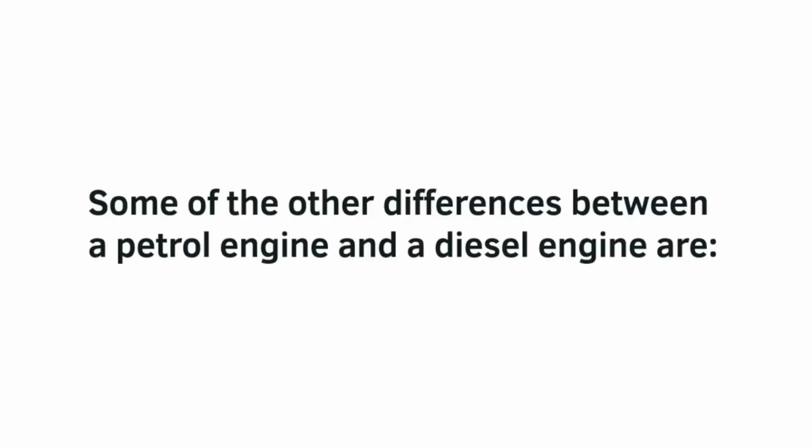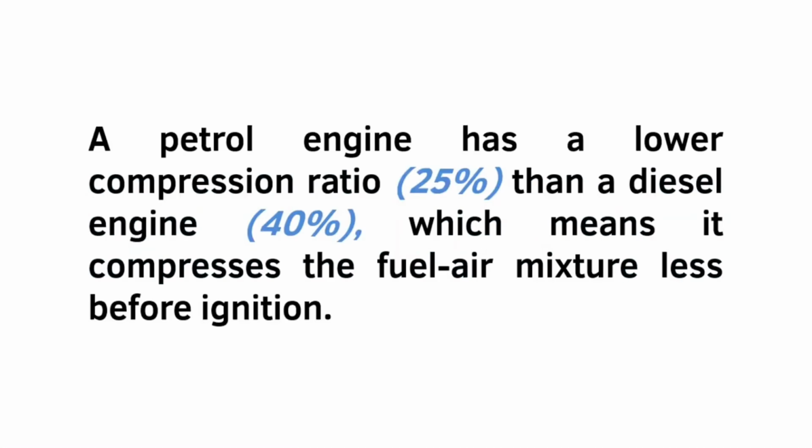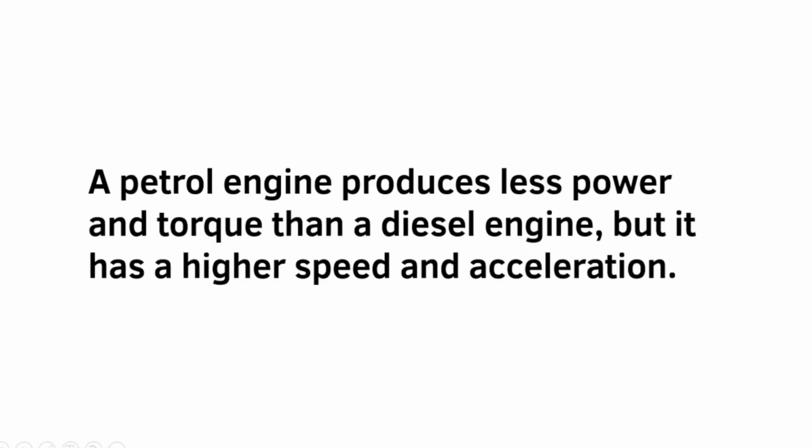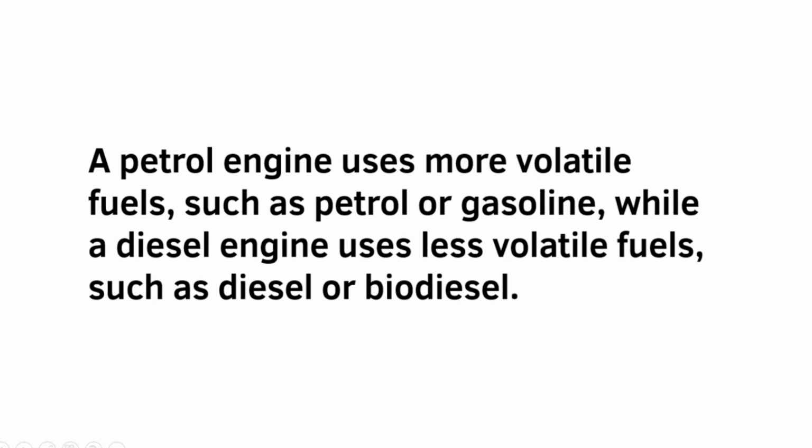differences. Other differences include petrol engine has got a lower compression ratio, 25%, compared to a diesel which has got 40%. Therefore, the diesel engine compresses the fuel-air mixture more before ignition. A petrol engine produces less power and torque than a diesel engine, although it has a higher speed and a higher acceleration. A petrol engine uses more volatile fuels such as petrol or gasoline, whilst a diesel engine uses less volatile fuels such as diesel or biodiesel.